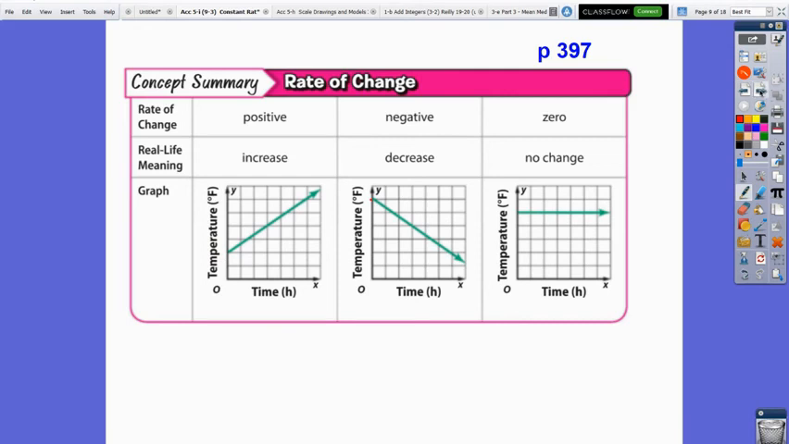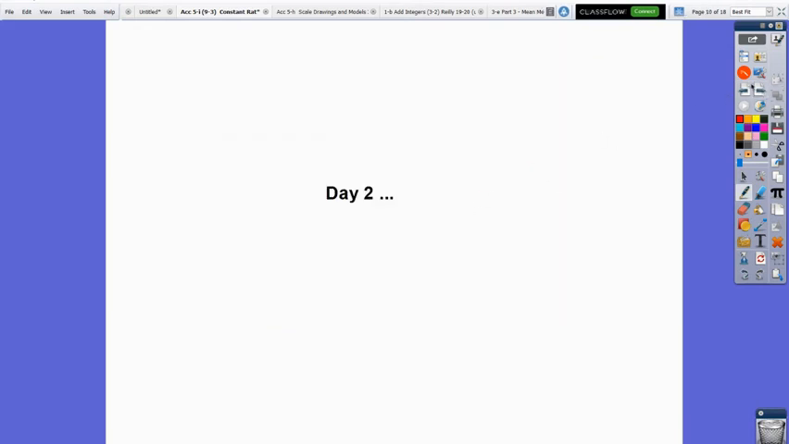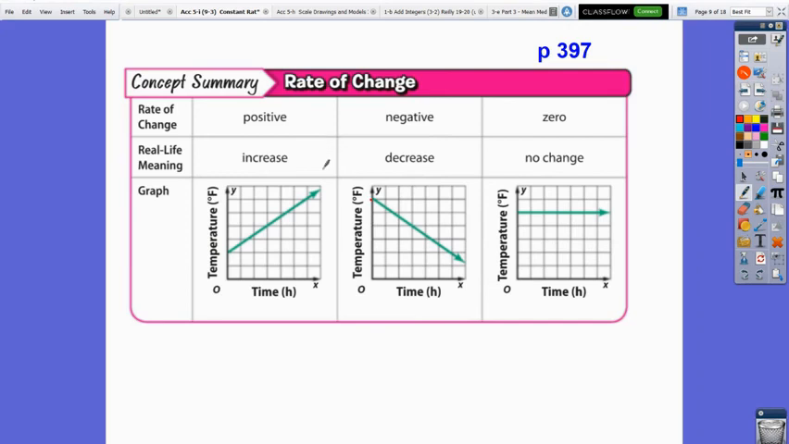All right, I think that's it for now. And you have some practice problems to do on constant rate of change. Then we will look at the next part of this concept in the next lesson.